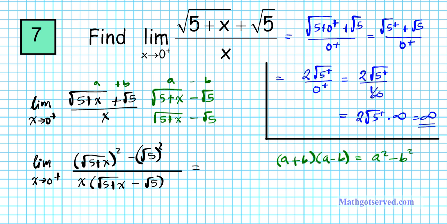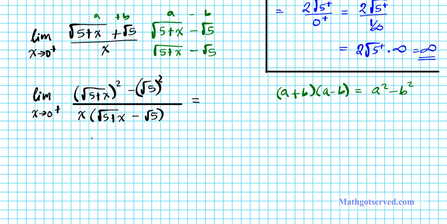In the numerator, limit as x approaches 0 from the right, the square and the square roots are inverse operations. They cancel out. Same story here. So we have 5 plus x minus 5, divided by what we have in the denominator, which is x times the square root of 5 plus x minus root 5. Now I'm not going to distribute this x. My hope is that this x gets cancelled out somehow, okay?